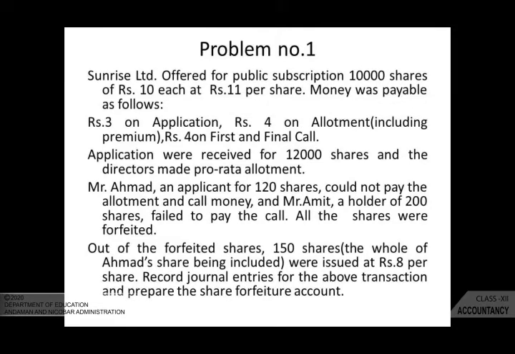Sunrise Limited offered for public subscription 10,000 shares of rupees 10 each at rupees 11 per share. Money was payable as follows: rupees 3 on application, rupees 4 on allotment including premium, rupees 4 on first and final call. Applications were received for 12,000 shares and the directors made pro rata allotment.